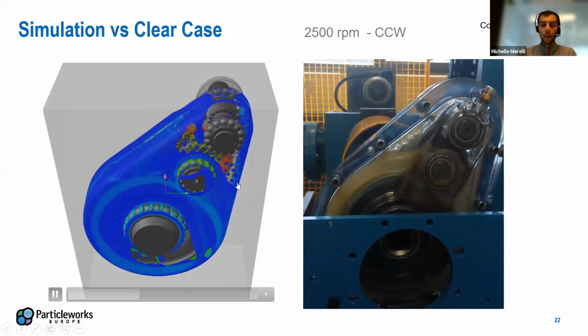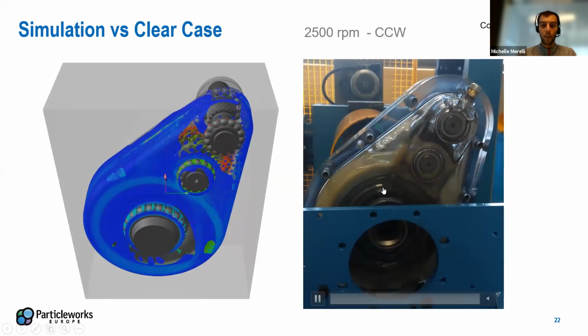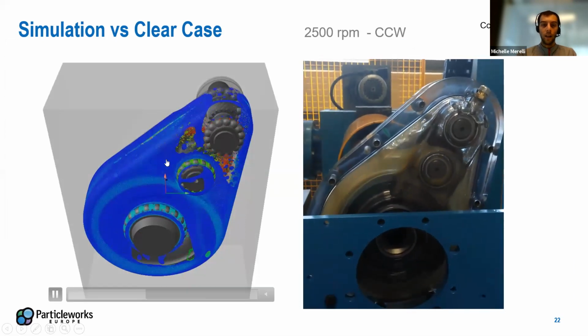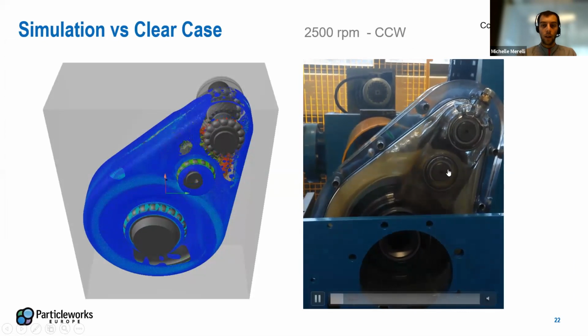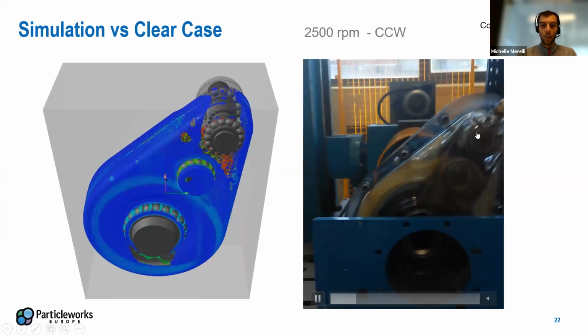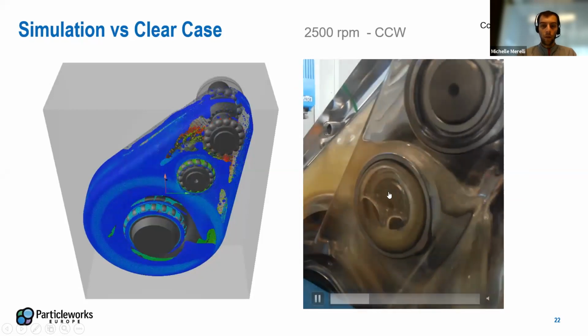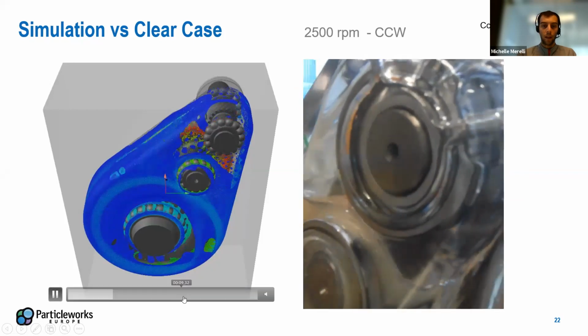As you can see here, we are looking at the same conditions simulated and measured experimentally. We can see clearly the oil film created on the central bearing. We can see that there is much less oil on top. And yeah, here a clearer view of the film that can form there.